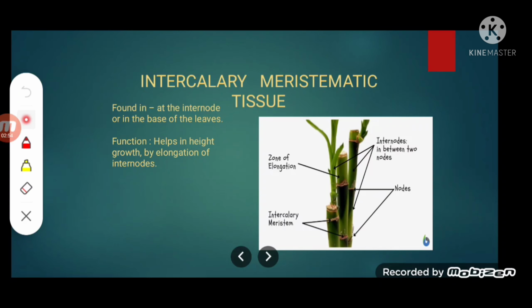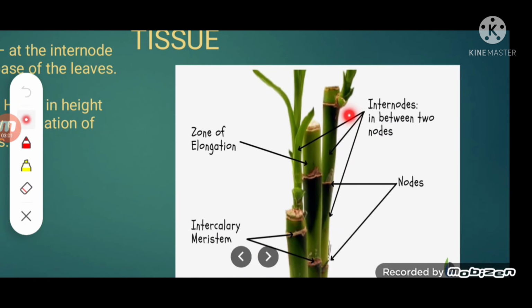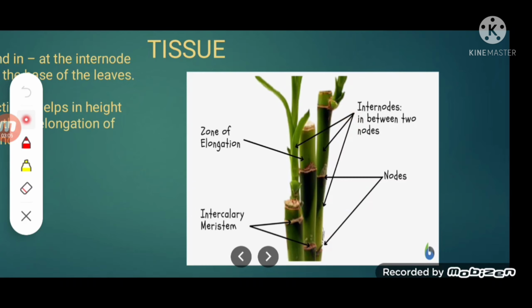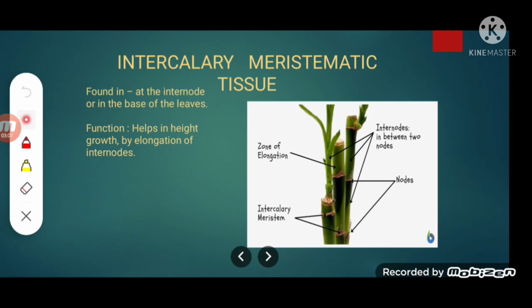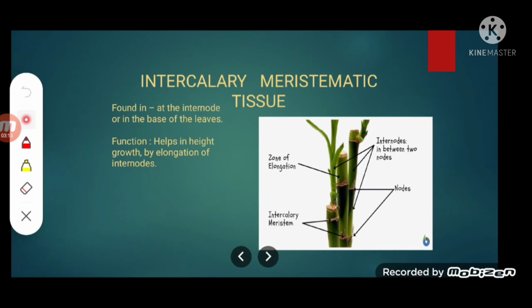So what is its function? It helps in height growth by elongation of the internode. This portion will be elongated, this portion will be elongated, and they will help in elongation of height. So these are the three categories of meristematic tissue.